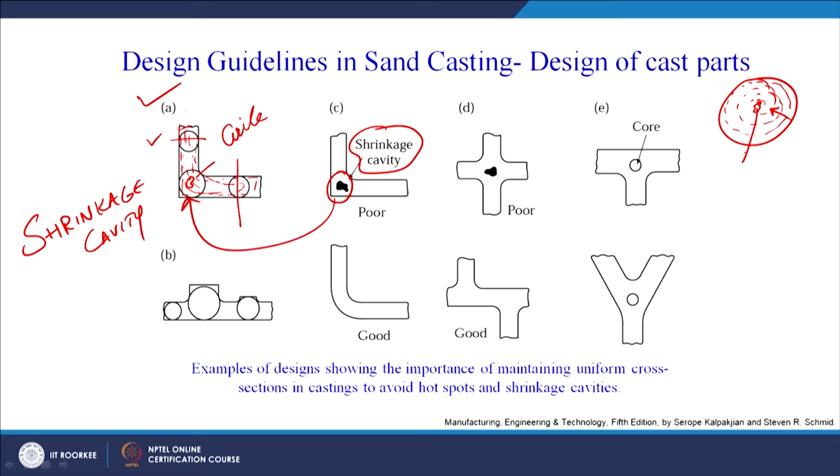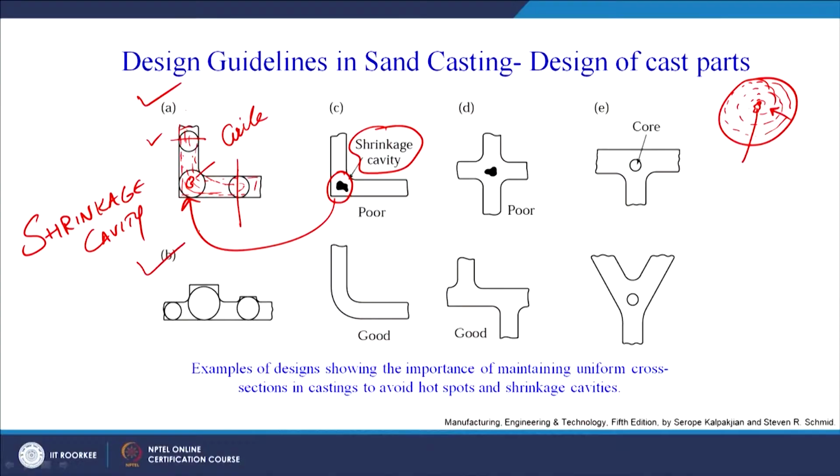So if we have this type of product with uniform cross section, there are chances of finding or producing a shrinkage cavity there, which is not desirable. Similarly in B also, using the same principle, we have these three circles, circle 1, circle 2, and then circle 3. Circle 3 has the biggest diameter, so there are chances that a shrinkage cavity may form here.